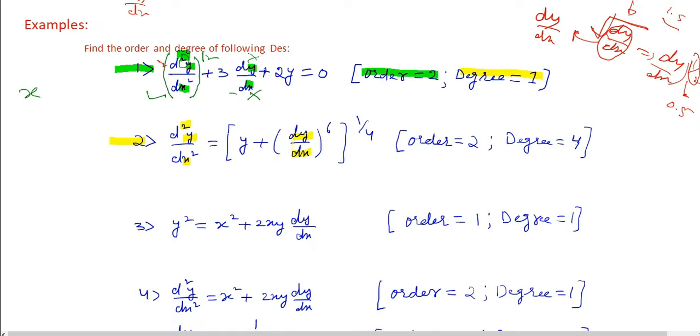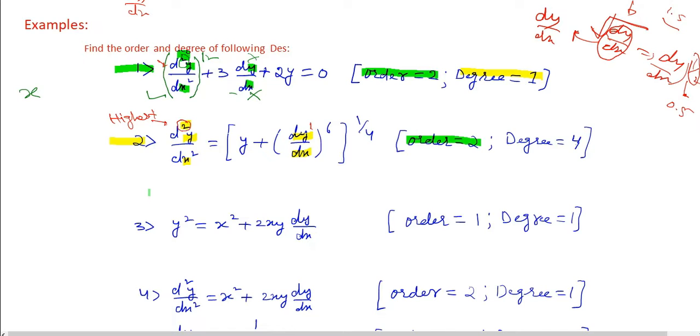Here the order is what? Here the order is 1, okay? Because y is differentiated with respect to x only 1 time, right? And here it is 2 times. So to find the order, we have to deal with the highest one, okay? This is 1 and this is 2, meaning the highest is this one, right? So it defines the order. That's why, because it's 2, the order is 2, right?